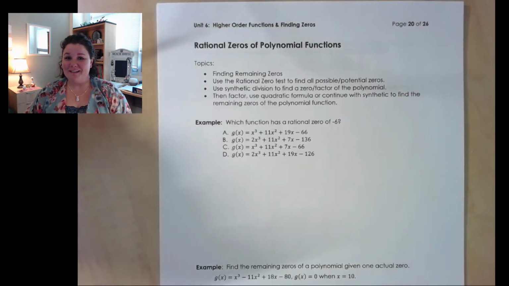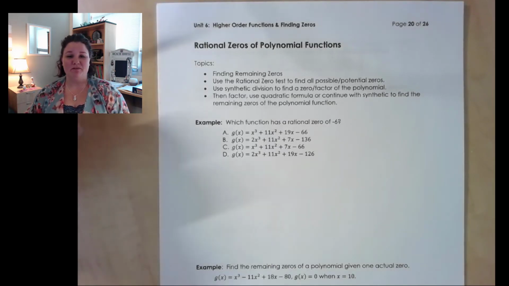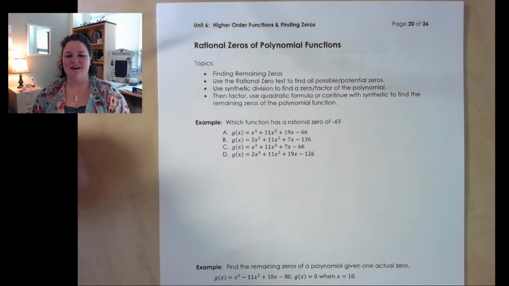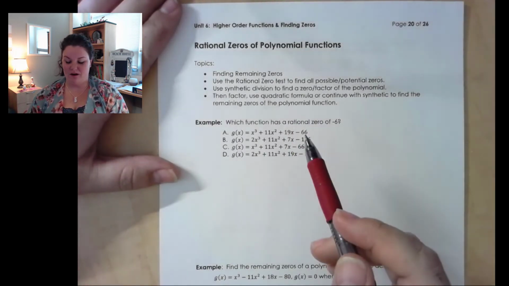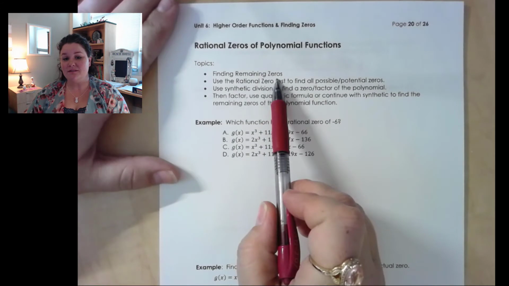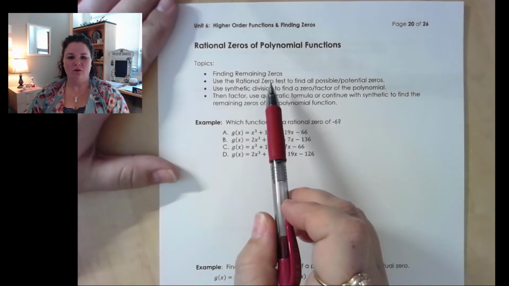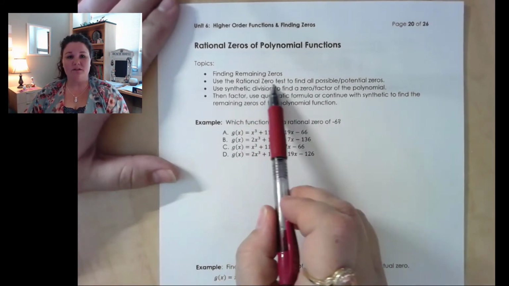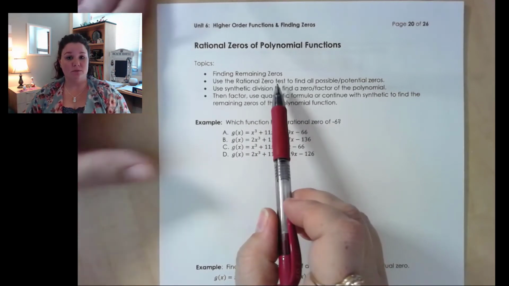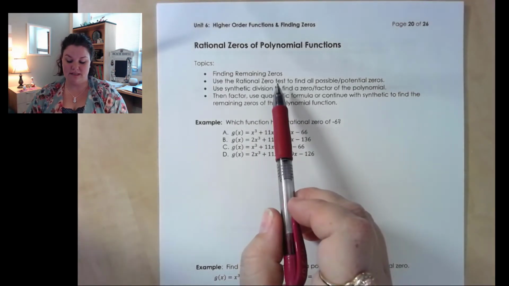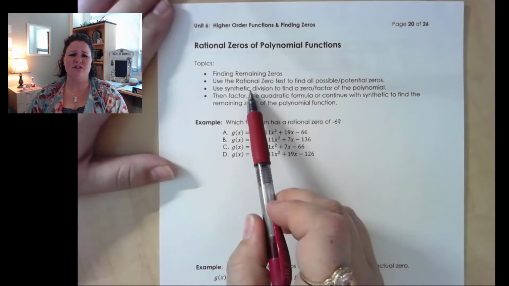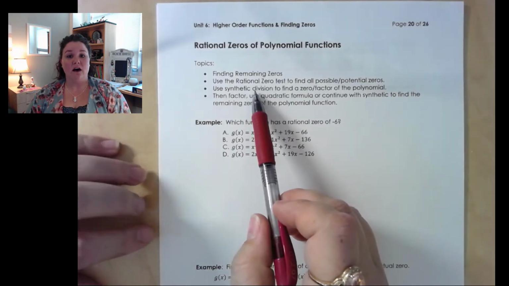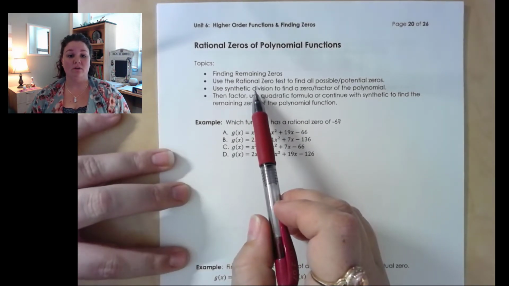All right, so here we are ready to go over rational zeros of polynomial functions. So we're going to put some of that synthetic division knowledge to good use now. What we're going to do is work on being able to find the remaining zeros if somebody gives us one of the zeros, or using the rational zero test to find possible zeros. If one isn't given to us, this helps us find a starting point, and then we use synthetic division to finish out factoring these larger polynomial functions.